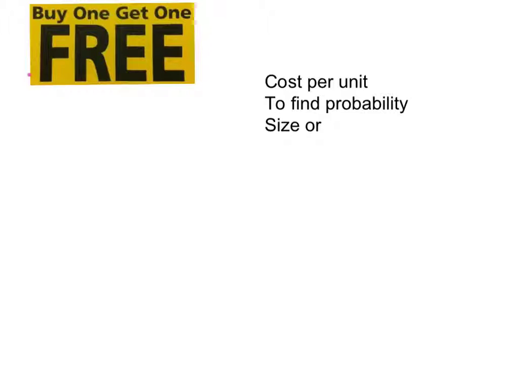We most commonly use ratios for cost per unit, $10 to kilogram, like at a grocery store. To find probability, it'd be like a half chance you'd get heads and tails if you were using a quarter. To size or scale, it'd be like 2 centimeters to 1 kilometer on a map. Rates, an example would be miles per hour. Or to compare 2 numbers.